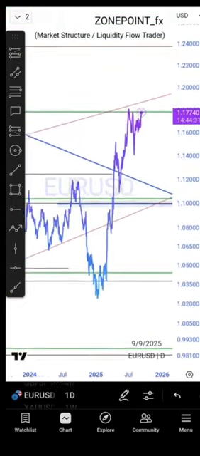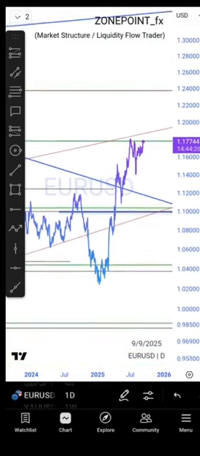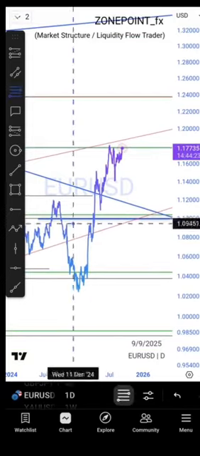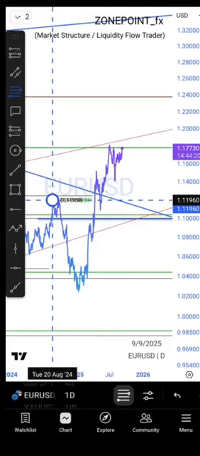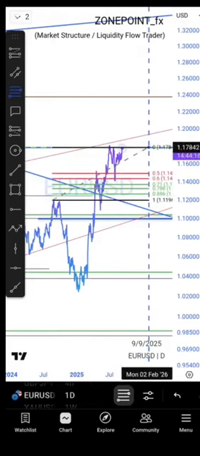So from this, to get a better view, now we'll be using our Fibonacci again. From this break of structure to this level here, we'll be marking this.